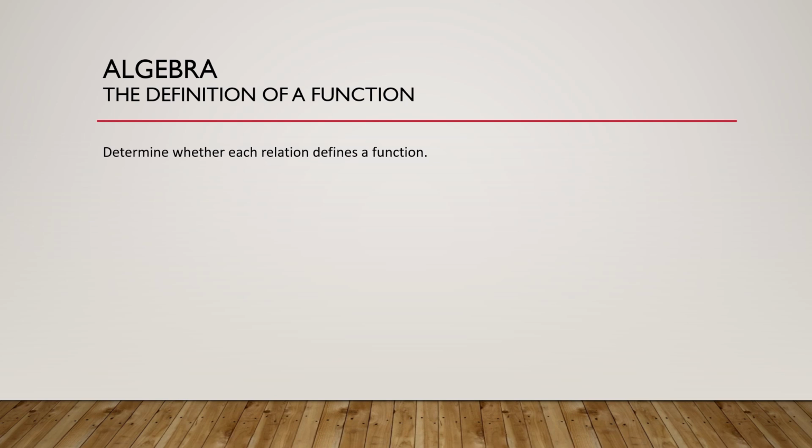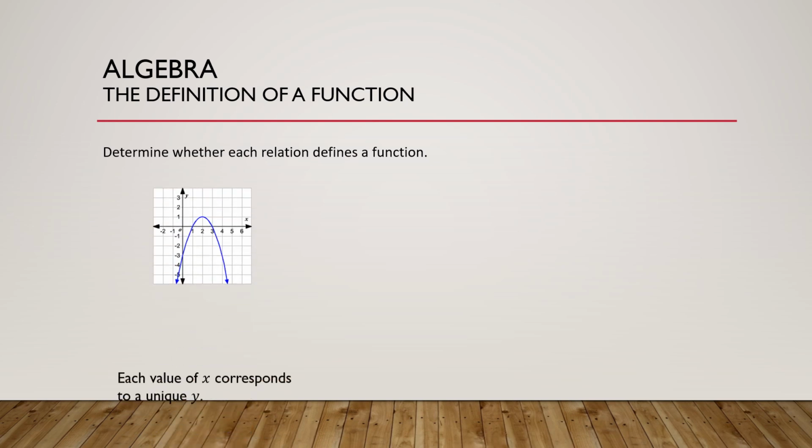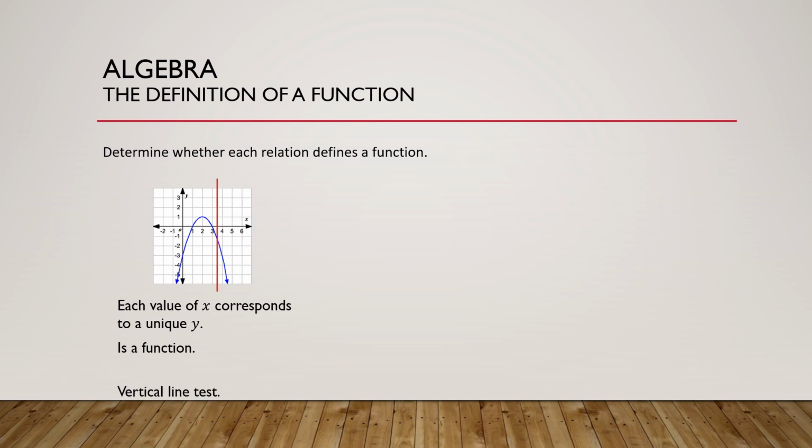Determine whether each relation defines a function. First, the graph. We see that each value of x corresponds to a unique y, so this is a function. The vertical line test is a useful tool to determine whether a graph is a function. If the vertical line crosses the graph in more than one place at a time, it is not a function.